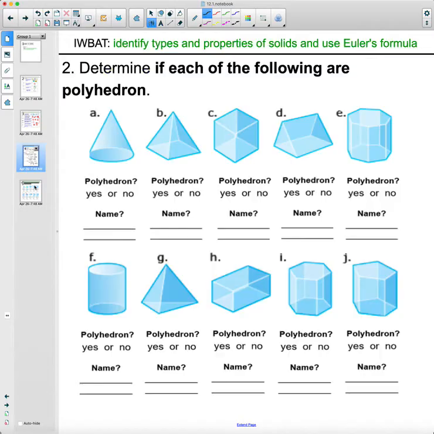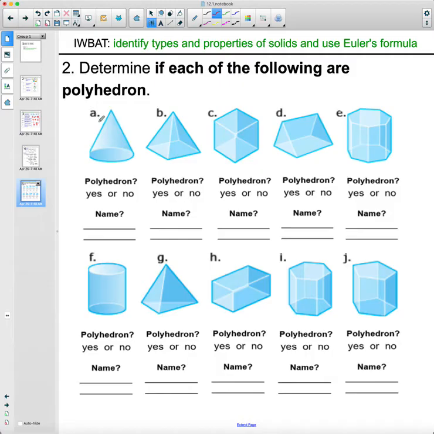All right, then let's take a look at actually naming these. One way to name it is based on the number of bases, making it a pyramid or a cone if it's 1 base, or a prism or a cylinder if it's 2 bases. And then remember the polyhedron: all of the faces need to be polygons. So in order to be a polyhedron, it can't have any curves.